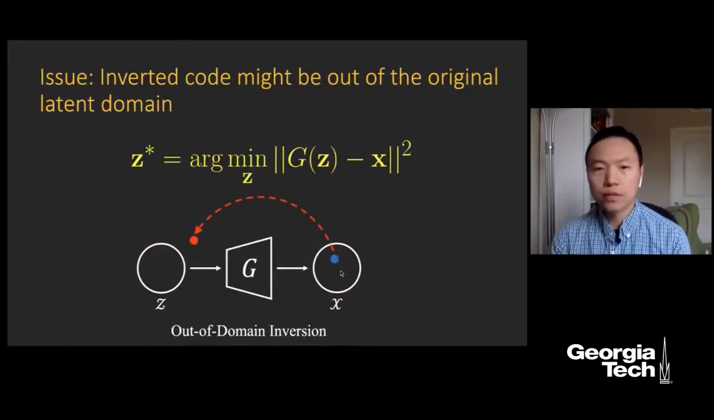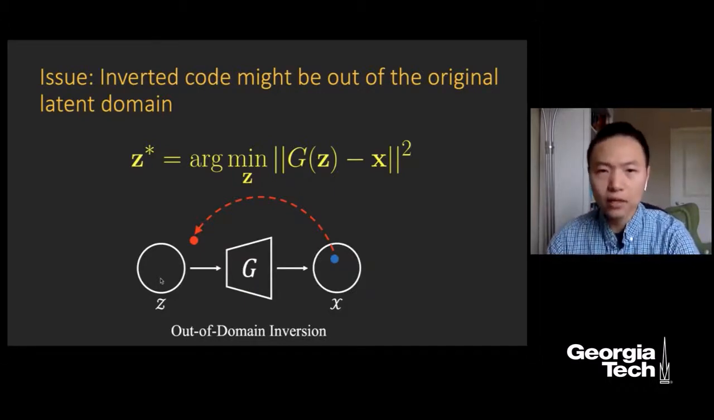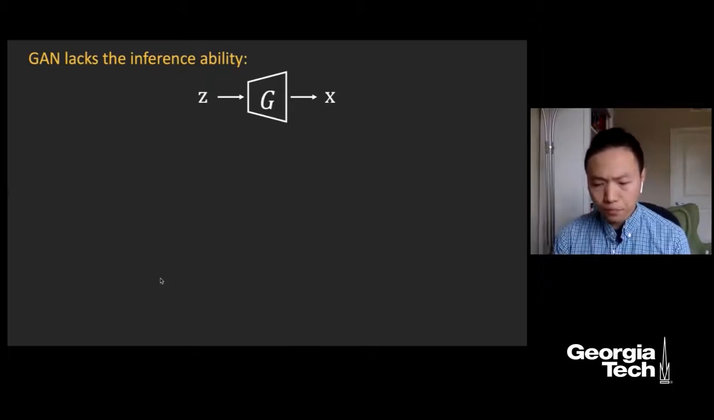The issue is that this optimization problem generates some out-of-domain latent codes. This optimization itself is an unconstrained optimization problem. So when we optimize this, we may end up with some latent codes, indicated as the red points, outside of the original latent space. It's outside of the domain. Then we cannot apply the previous manipulation boundaries to these out-of-domain latent codes. So right now we want to fix this.